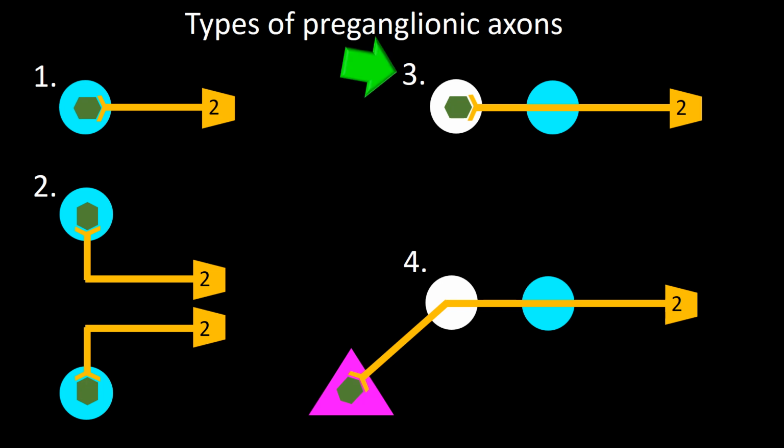The third type are those that bypass the paravertebral ganglion to innervate the third neuron in the prevertebral ganglion. And the fourth type, those that bypass the paravertebral ganglion and the prevertebral ganglion to innervate the chromaffin cells in the medullary section of the suprarenal gland. The stretch of axons between the paravertebral and prevertebral ganglia form the splanchnic nerves.